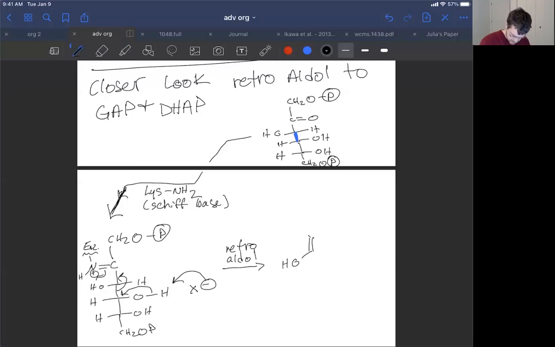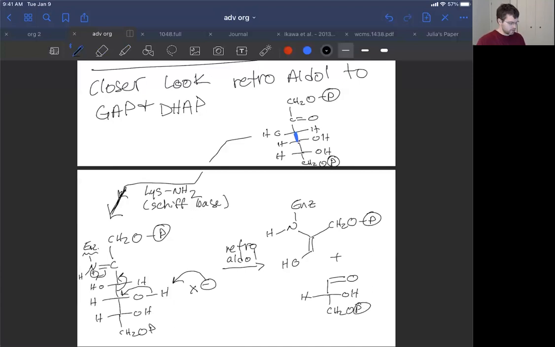What does that enamine look like? There's our N with our enzyme and our H, and then we're going to have our CH2O phosphate, plus the aldehyde that we formed all along. If you recall, the aldehyde is the glyceraldehyde monophosphate, the GAP. And that's what we're going to take forward.